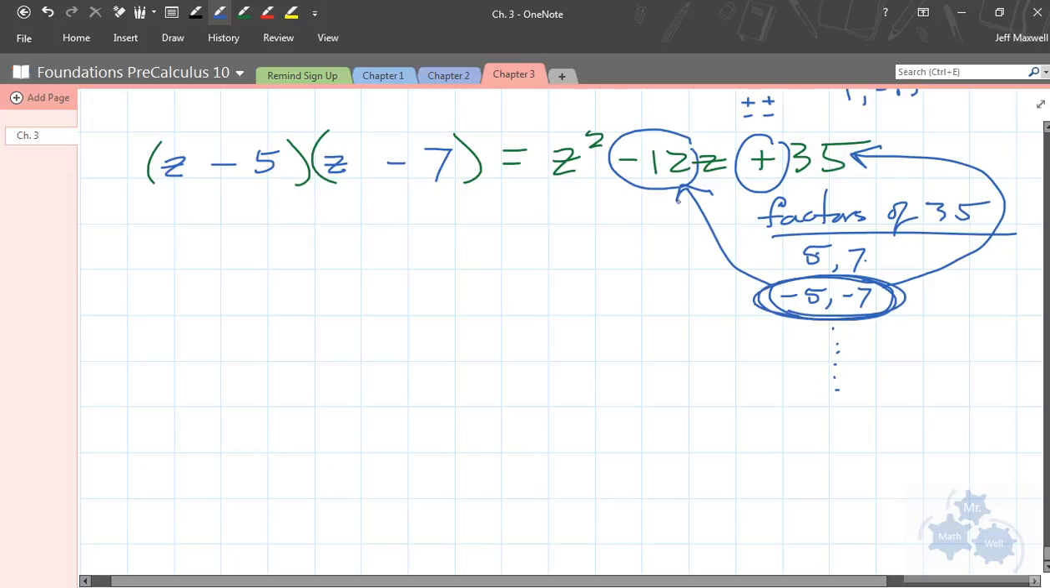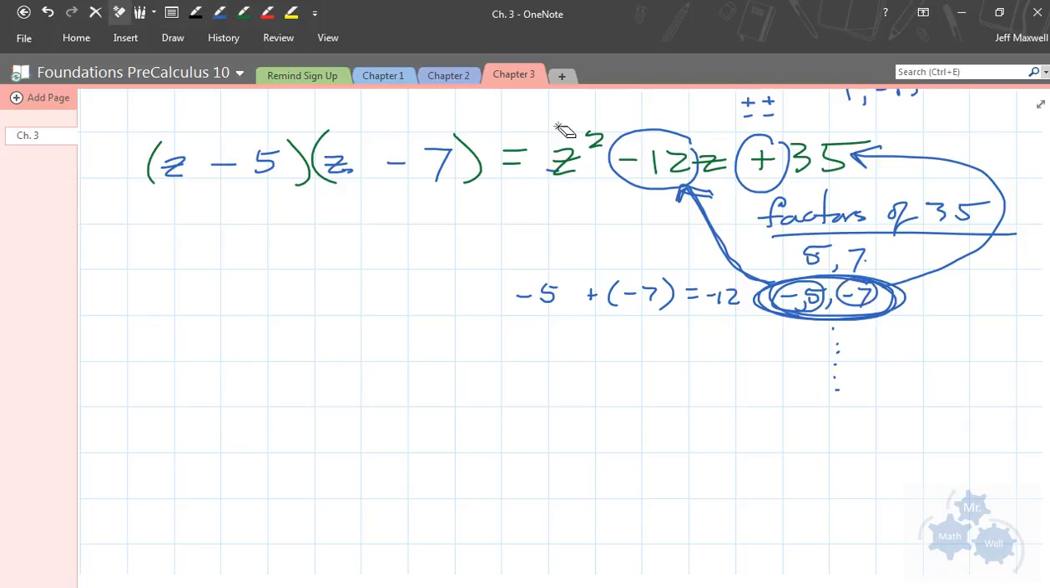All right? And then literally, if you just look at these pairs like this, and you say, guess what? This one checks out. Negative 5 plus negative 7 is negative 12. And negative times a negative is positive. So what you do then is you say the variable is z. Put z in the front. Then you literally just put this factor minus 5 and minus 7. And that should be your factored version.